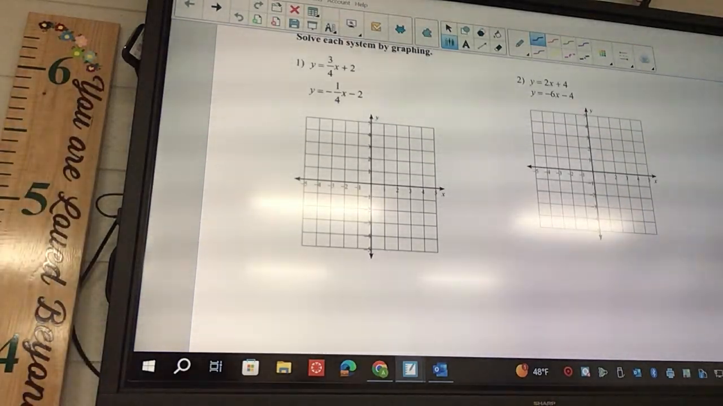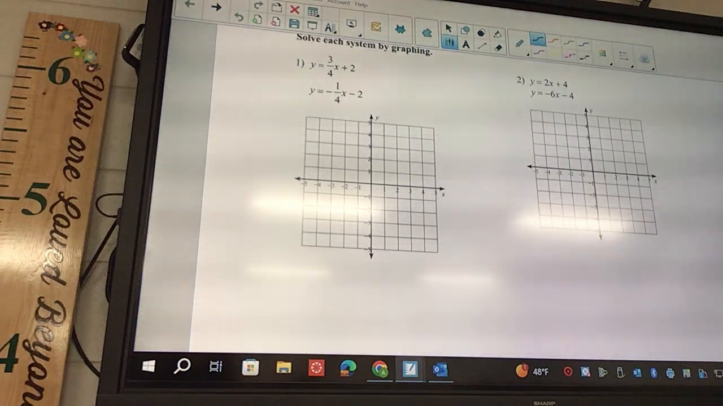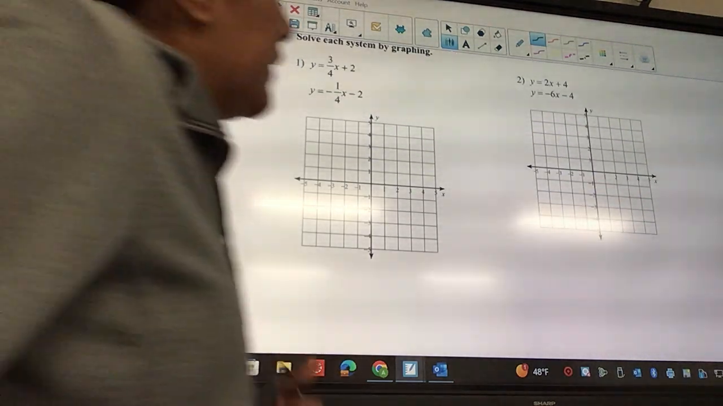Today we're going to start off on a test review. You guys will do a review today, tomorrow, and then on Wednesday you will have a test. Okay, so solve each system by graphing.